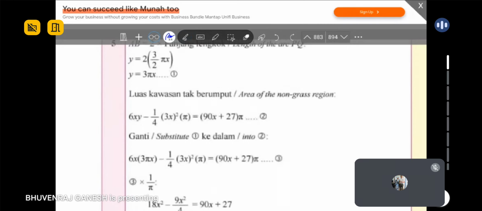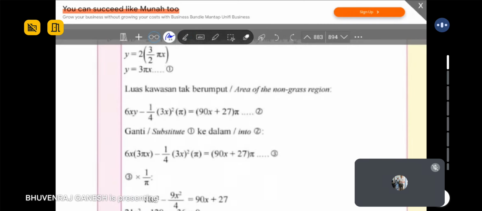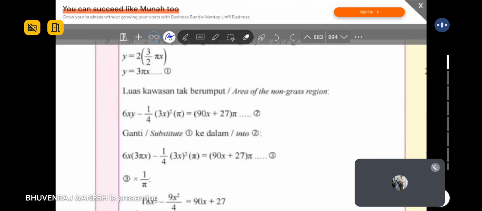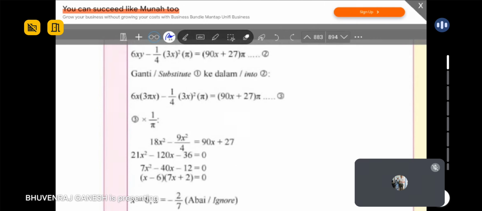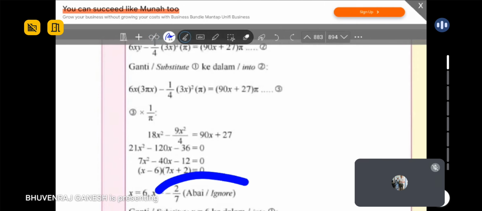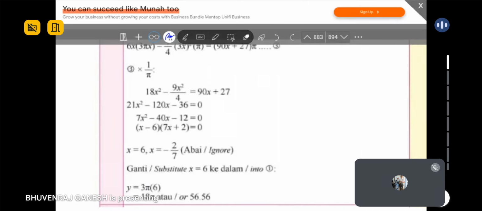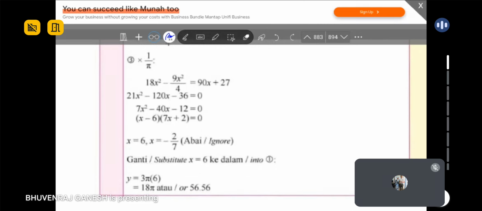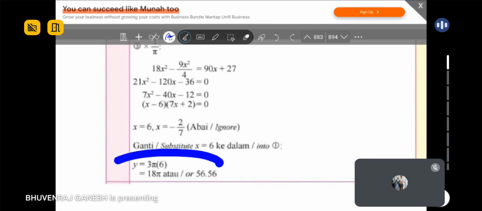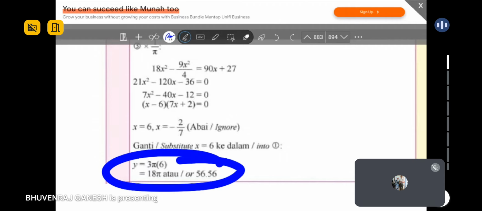Okay. So you finally will get a quadratic equation like this. Okay, kamu akan dapat persamaan kuadratik. Okay, factorize, faktorkan, get your answer. Okay, negative value pasti reject lah because we are talking about length, panjang. Panjang tak boleh negative. Okay, then you substitute x equals 6 in any of the equations. Ganti dia dalam mana-mana persamaan, get your y value. Okay guys, are you all clear?